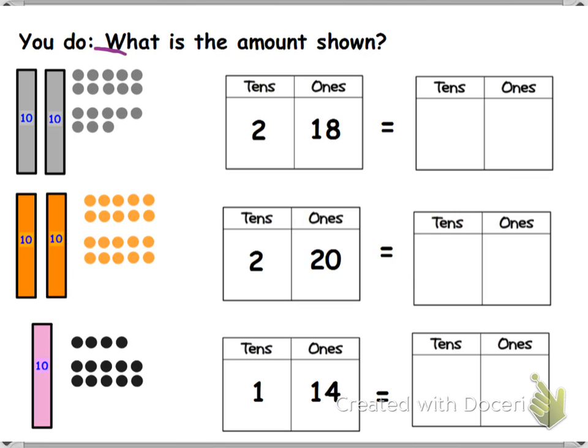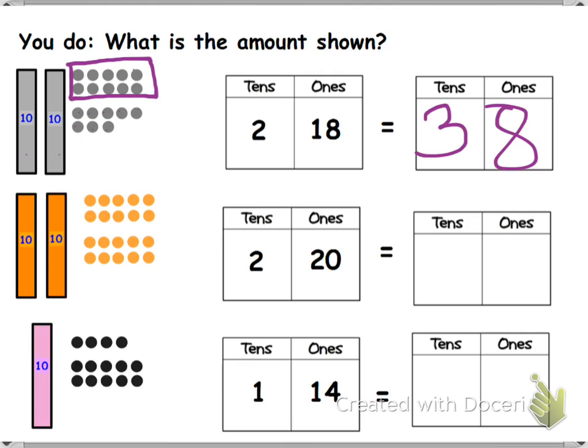So first, I would look at this picture right here. And I would see if there's any more tens that we can box in to help us out. Oh, well look, there's this one right here. So now I would count how many tens there are. 1, 2, 3. There's 3 tens. And then how many ones are there? 1, 2, 3, 4, 5, 6, 7, 8. 8 ones. So it's 38.